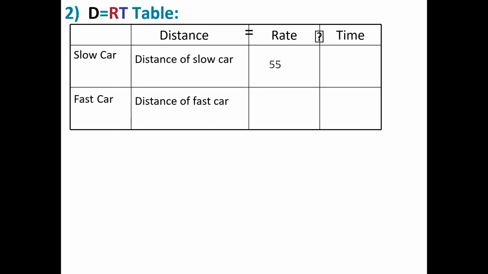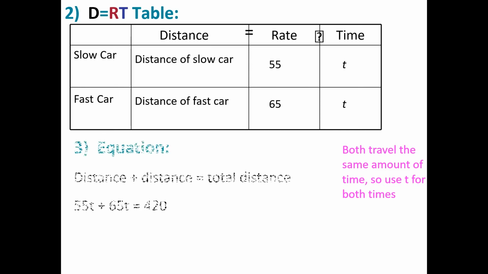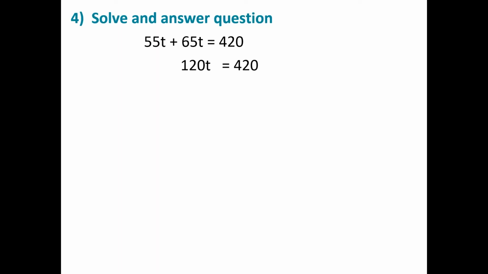One car was going 55, the other was going 65. Now, they both traveled for the same amount of time, so time is just t. And this is literally going to be a lot like the last problem. I add those two together, I get 420 equals 55t plus 65t. 55 plus 65 is 120. 420 divided by 120 is 3.5 hours.